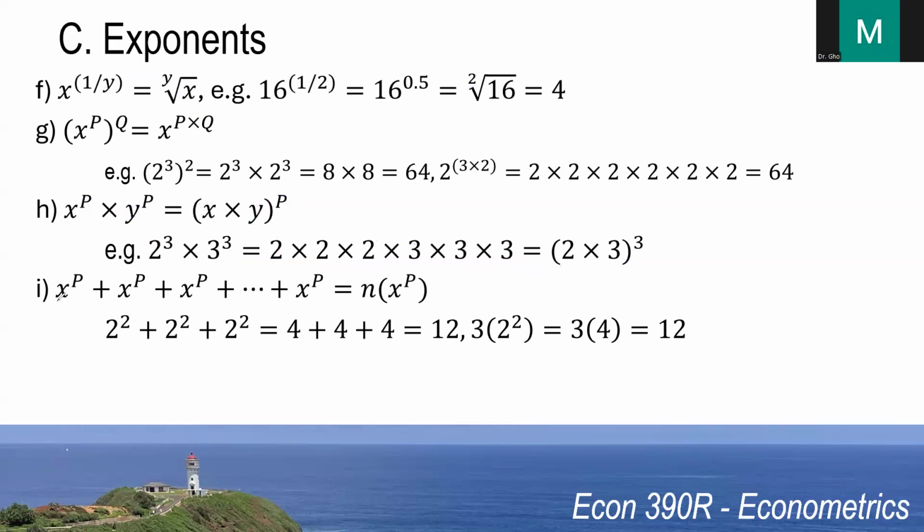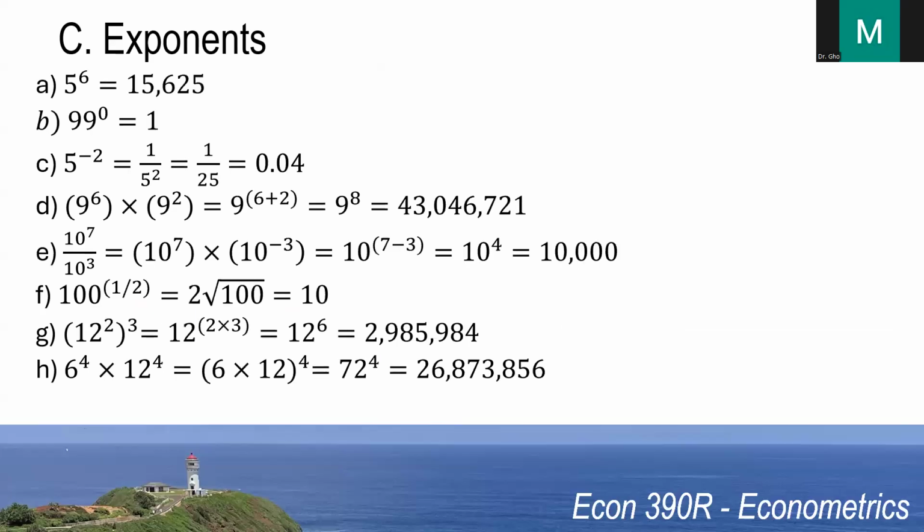That's another exponential manipulation. The last one we have is if you're adding a whole bunch of the same exponential terms together, the number of times you're adding the same thing is expressed by n times that term. So you can treat it as a constant value and multiply it by the number of times you have it. So 2 squared plus 2 squared plus 2 squared is equal to 4 plus 4 plus 4, which is 12. Really that's 3 times 2 squared, and 3 times 4 is 12. Those are a couple of little manipulations you can use with exponents. There are some practice problems for you to work through. The next slide shows the solutions.